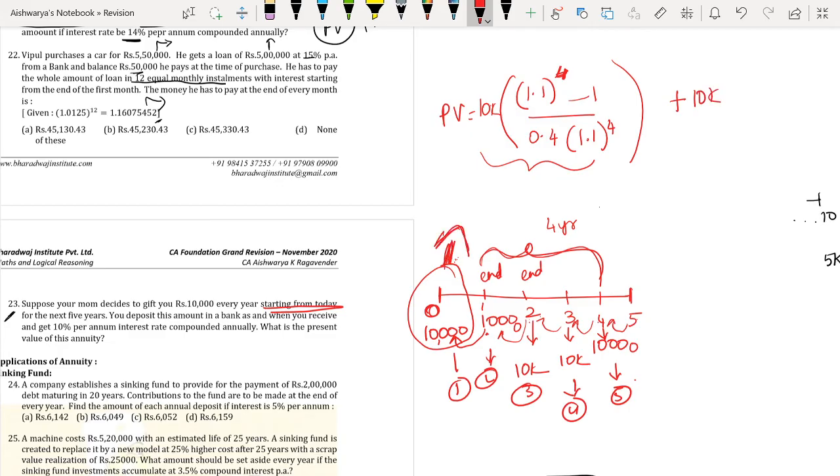For this missed out one, because this is already at time 0, this is already at present value. Present means today, time 0, it is already at time 0, so we will just add 10k to this. Are we clear? Okay, so this is the only change in the formula.